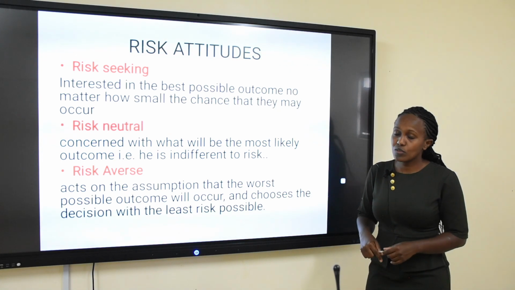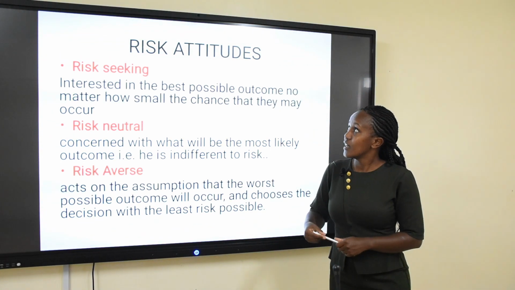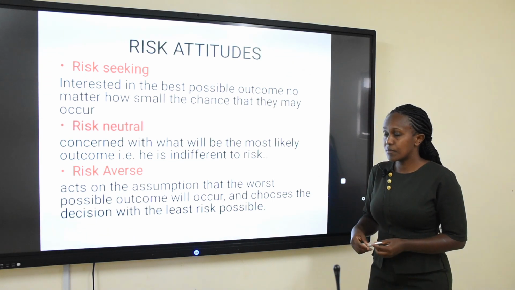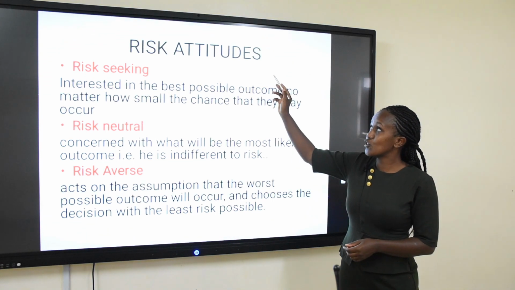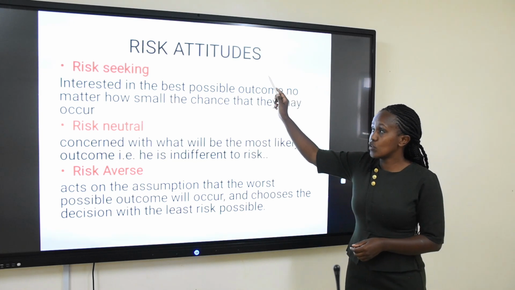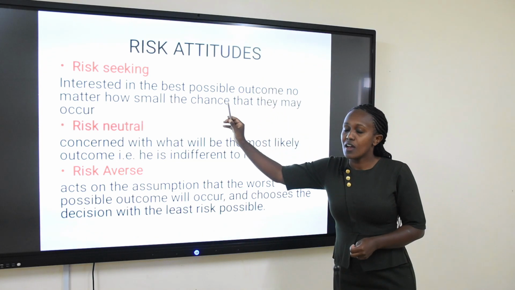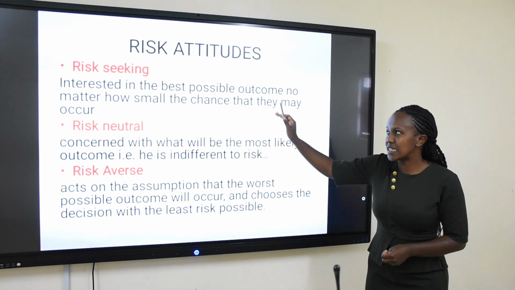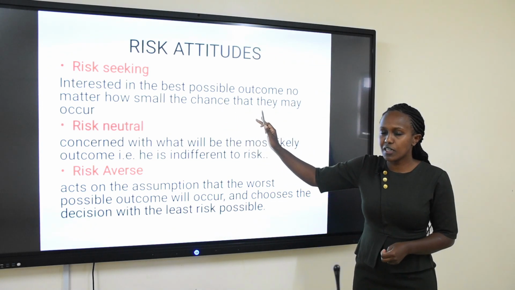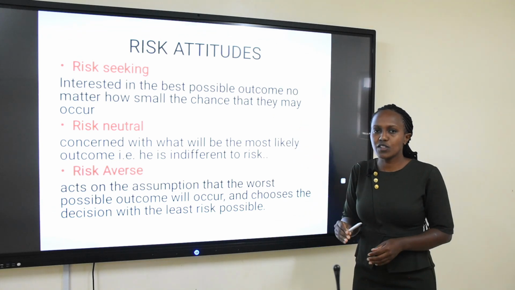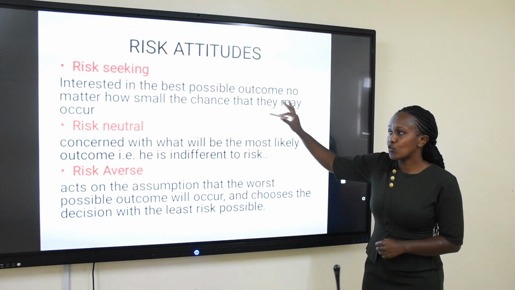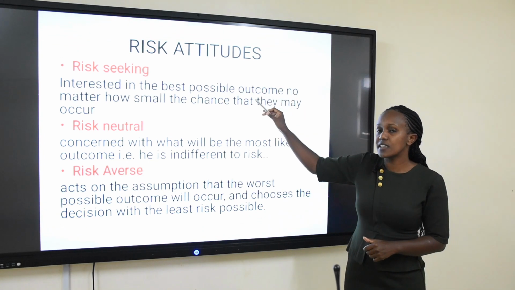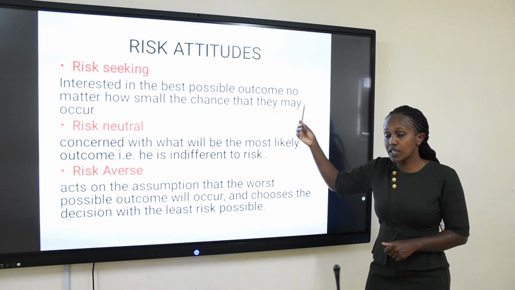The next item we are going to look at is the risk attitudes. The attitude of the decision maker towards the risk is what we are calling here risk attitude. A decision maker can be risk seeking. This is a person who is interested in the best possible outcome, no matter how small the chance of occurrence. So this is a person who takes high risks, anticipating high returns. That is a risk seeking individual or decision maker.